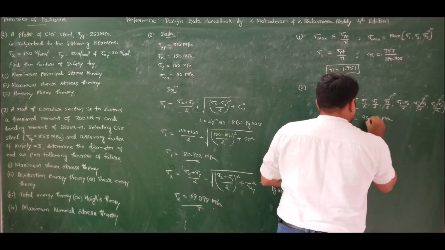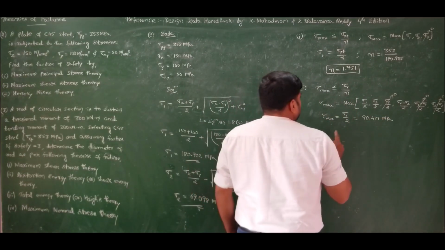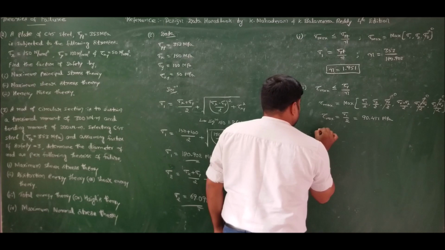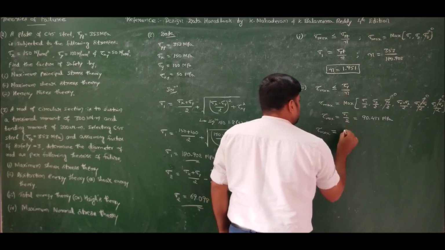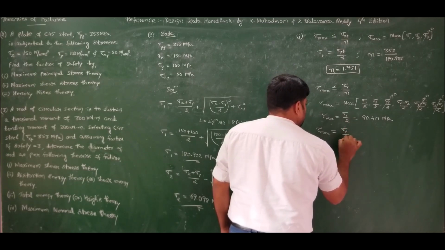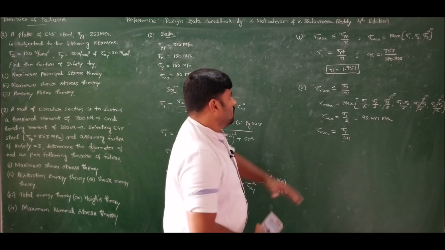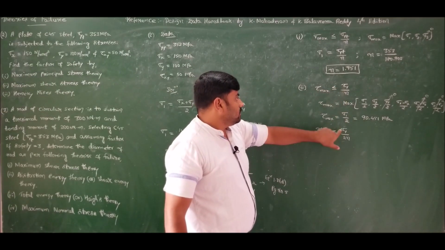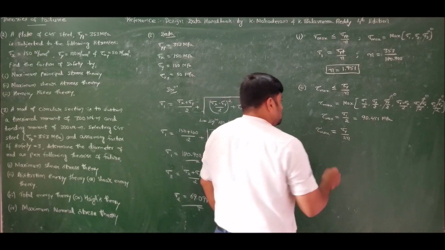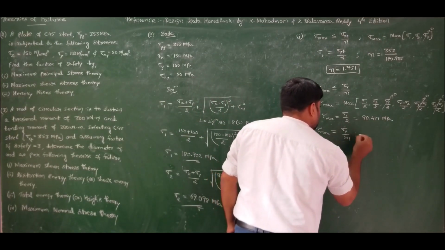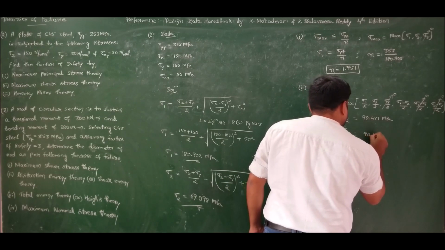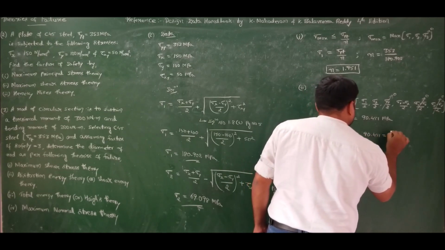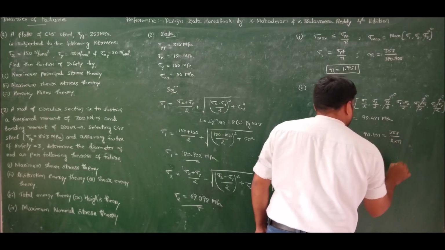90.451 megapascals. Now if I substitute into this equation and solve, we'll get tau max should be equal to tau yield by n or sigma yield by 2n. So tau yield is half of the sigma yield, so substituting for that, tau yield will become sigma yield by 2. So hence if I substitute and solve, I'll get the answer as 90.451 is equal to 353 by 2 into n.